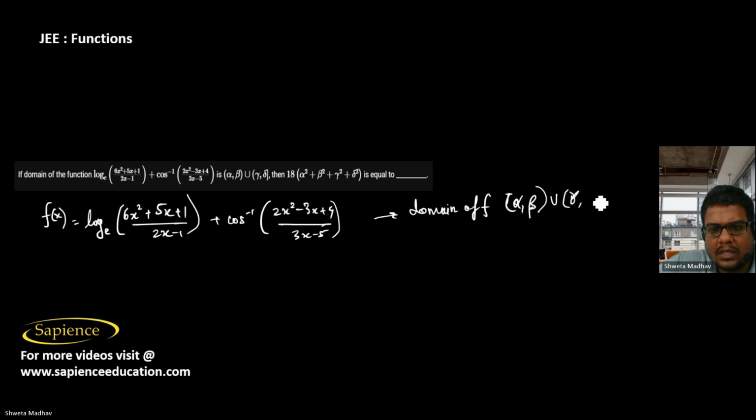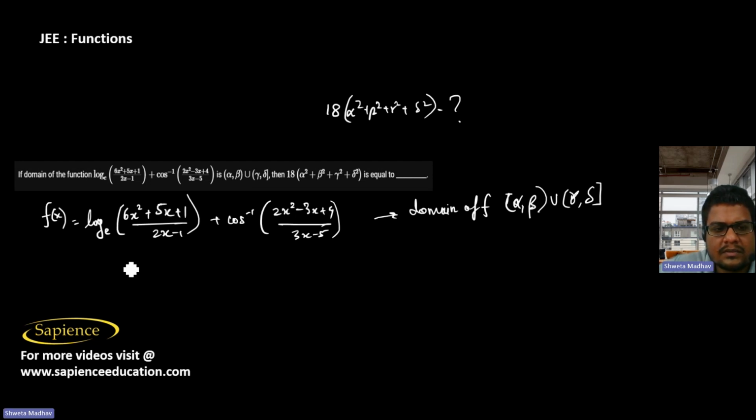Then it is told that the domain of the function, if the domain of the function log base e of (6x square plus 5x plus 1) by (2x minus 1) plus cos inverse of (2x square minus 3x plus 4) by (3x minus 5), so if this is the function f of x, then it is told that the domain of the function f is alpha to beta union gamma to delta, then we have to find the value of 18 into alpha square plus beta square plus gamma square plus delta square. This value we have to find out.